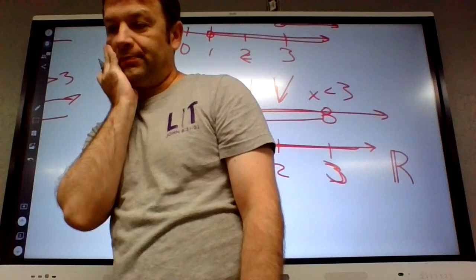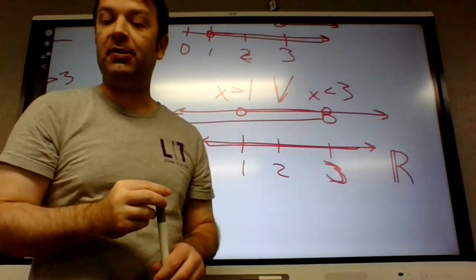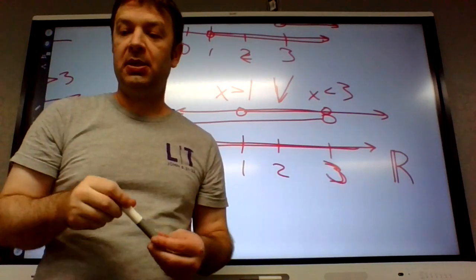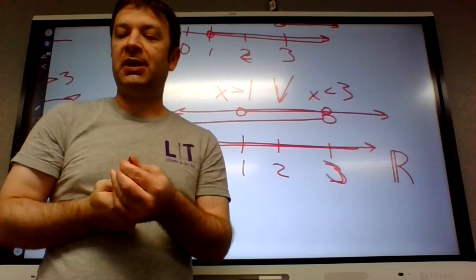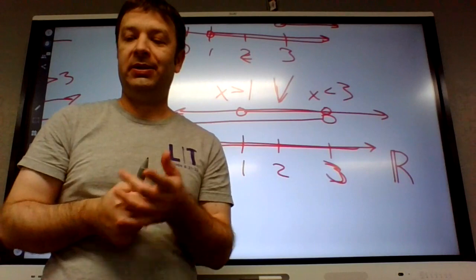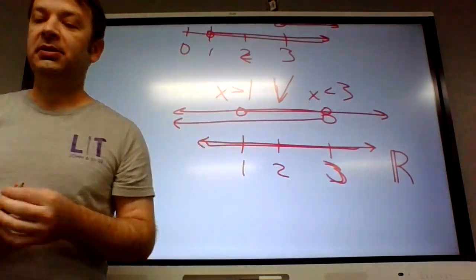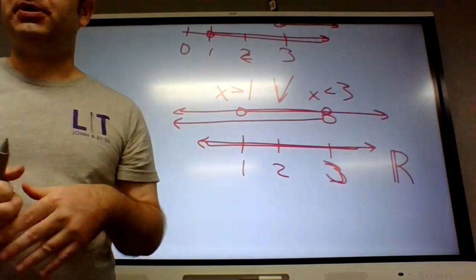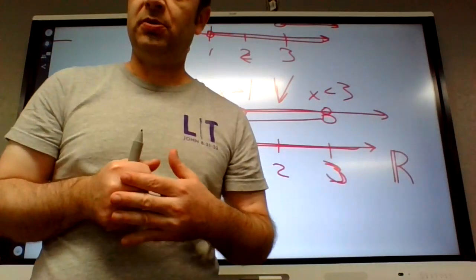So people get today's and yesterday's confused. That's what makes it kind of hard. Number 1, in a conjunction, inequality statements are joined by the word and. That was from yesterday. Conjunction goes with and. Number 2, in a disjunction, the word is or.